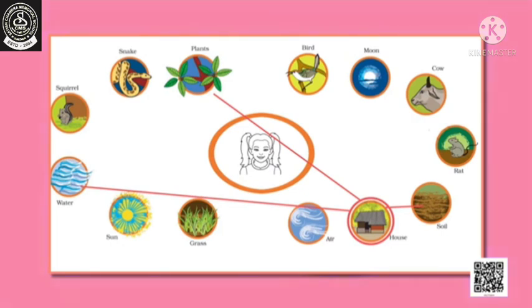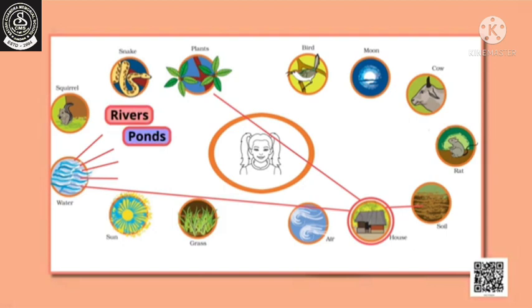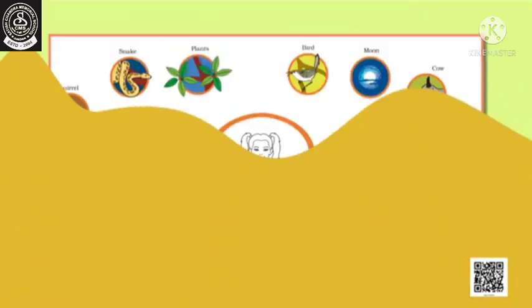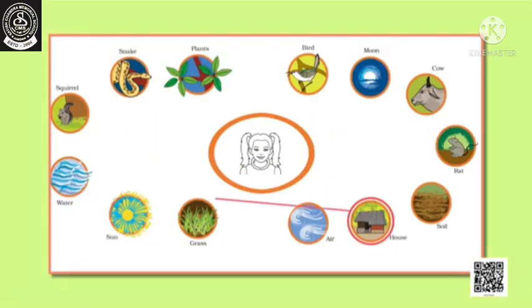So we can draw 2-3 lines coming out from water, which tells us about different sources of water like rivers, ponds, wells, and rain. Just have a look which objects or things are now connected with the house. Yes, these are water, soil, trees, etc. In the same way, let's join all the other things with each other, and then we are able to see that there are so many things which are joined with each other and they are related to each other somehow.